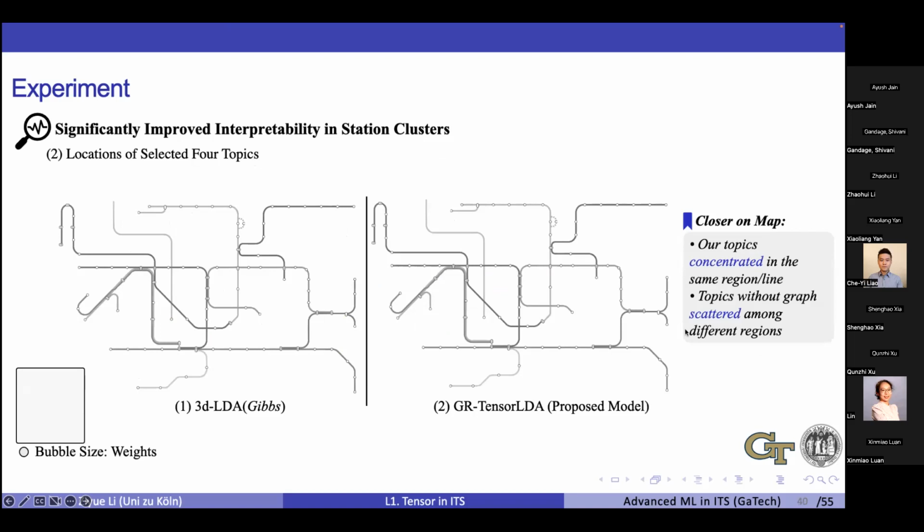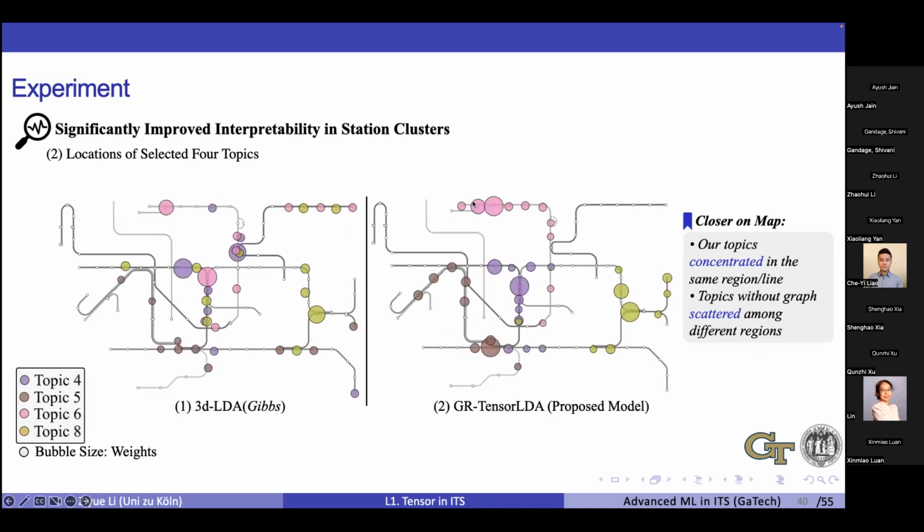And how about the location? Then we look at the 4 topics. For our topic 4, our model learned the topic quite concentrated, but the benchmark is quite scattered around. Which means the geographical graph is also really penalizing the topic to be central, to stay together. This is topic 5, 6, and 8. So overall, you can see that by introducing the Laplacian penalty, the topics are more compact.